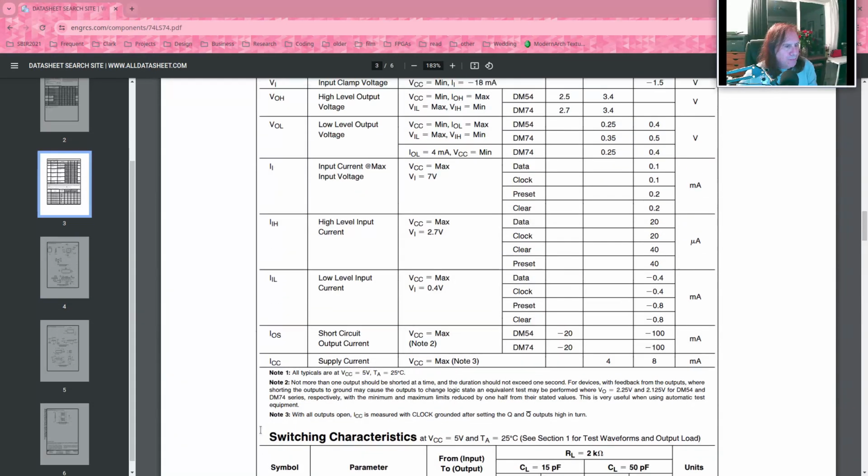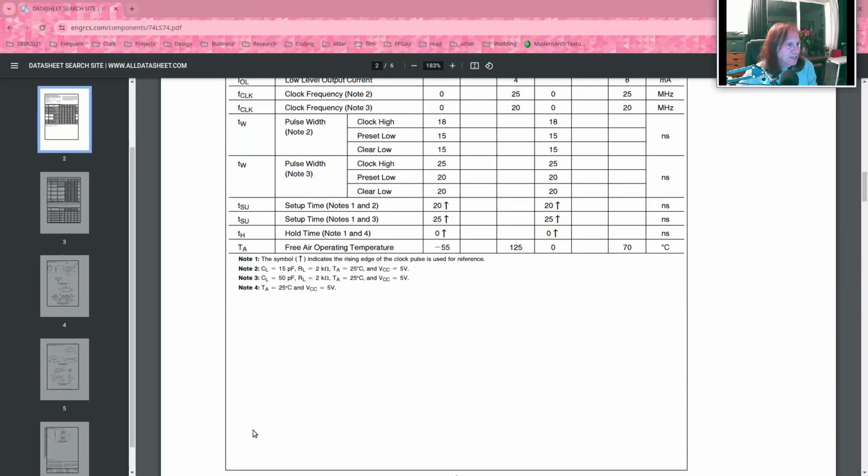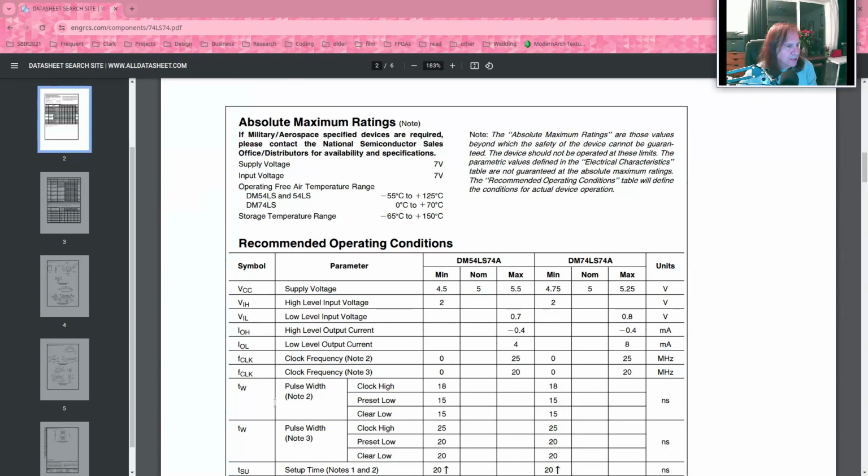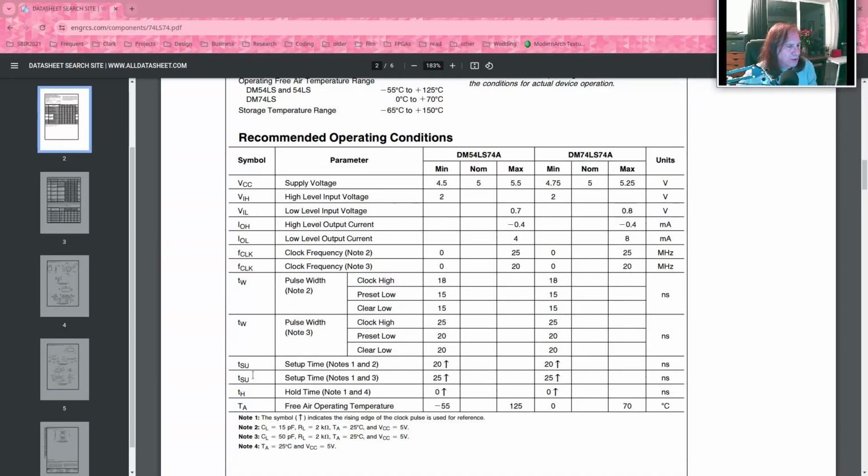But we can look at timing characteristics, right? So two parameters we're going to be very interested in. The setup time and the hold time. And so there's a signal here, right, where there's an arrow pointing up saying this is when the clock changes. The minimum setup time is 20 nanoseconds. And the minimum hold time it's saying is 0 seconds. All right, so what are setup and hold time?